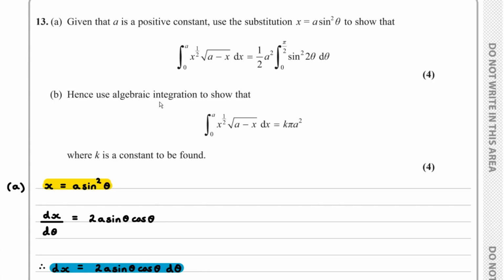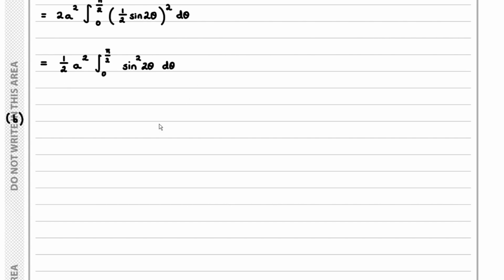Part B, hence use algebraic integration to show that the integral of x to the 1/2 multiplied by the square root of a subtract x with respect to x from 0 to a is equal to k pi a squared, where k is a constant to be found. So, continuing on from part A, we have this 1/2 a squared times the integral from 0 to pi over 2 of sine squared 2 theta d theta, and this sine squared of 2 theta we can rewrite as 1/2 multiplied by 1 subtract cos of 4 theta d theta.